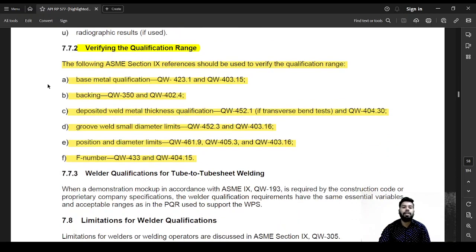To verify the qualification ranges, ASME Section 9 references should be used. Base metal qualification in these sections, backing in these sections, deposited metal thickness in these sections, groove weld small diameter limits in these sections, position and diameter limits in these sections, and F number in these sections.